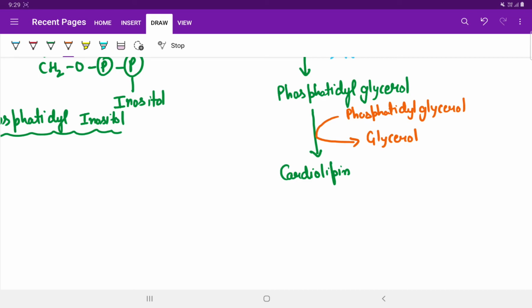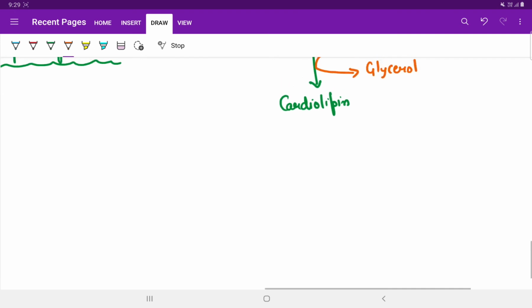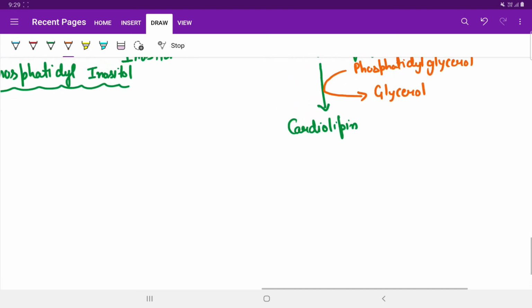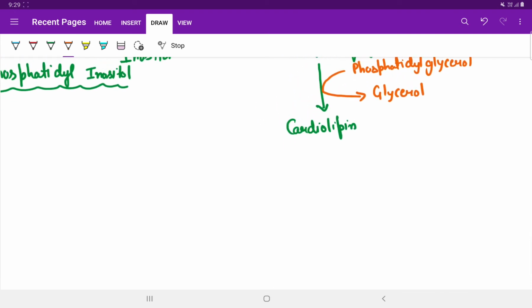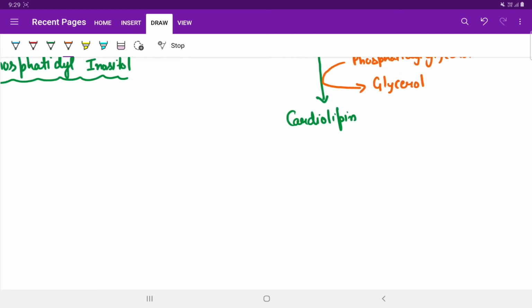So another important phospholipid is phosphatidylserine. So how is phosphatidylserine formed? In this reaction, the phosphatidylethanolamine can exchange its ethanolamine group with serine and later undergoes decarboxylation, thus giving rise to phosphatidylethanolamine again. So how this reaction occurs, we can write it over here.